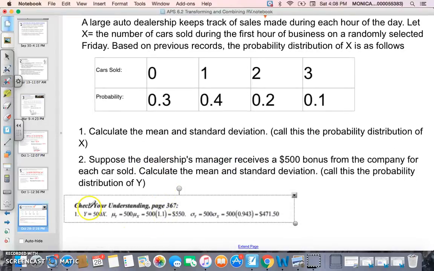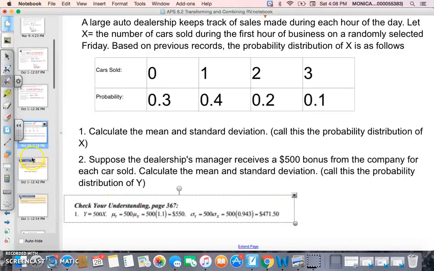Okay, welcome back. You should have noticed that in the original problem, your mean was 1.1 and your standard deviation was 0.943. And for the second problem, you just had to multiply it by 500 to get your new mean value of $550 and standard deviation of $471.50. So that's the likelihood of the amount of money that the manager is going to receive in bonus the first hour of business on a Friday.